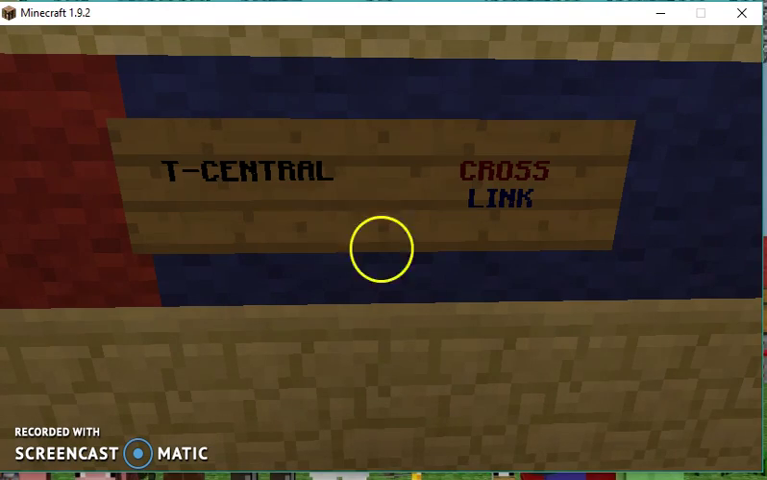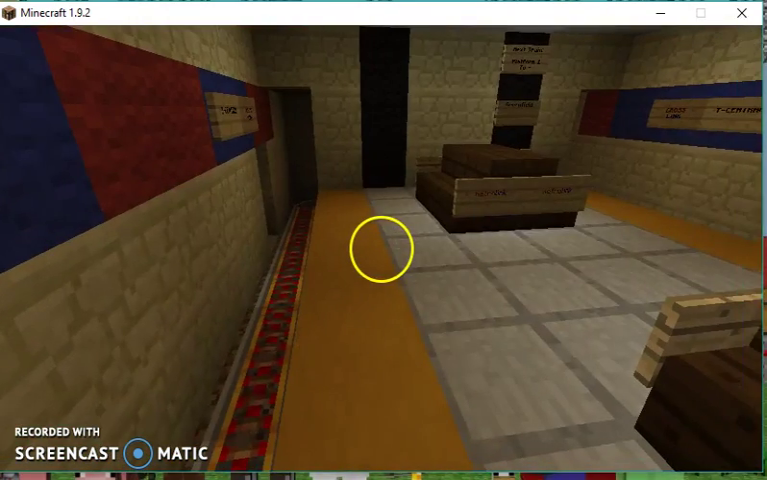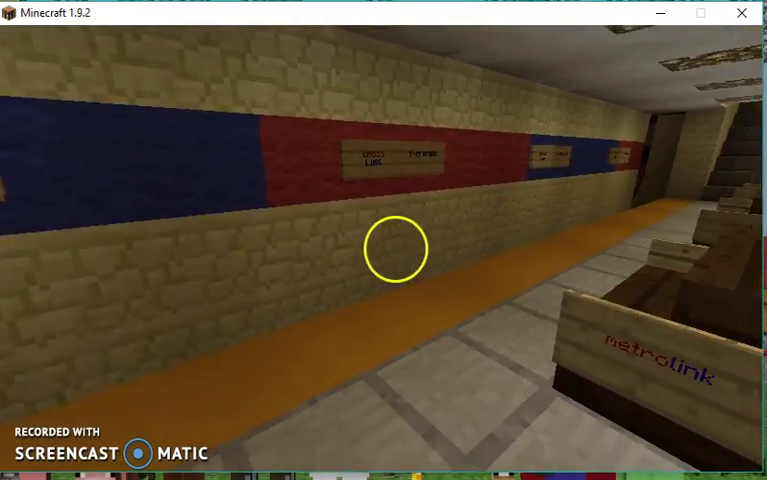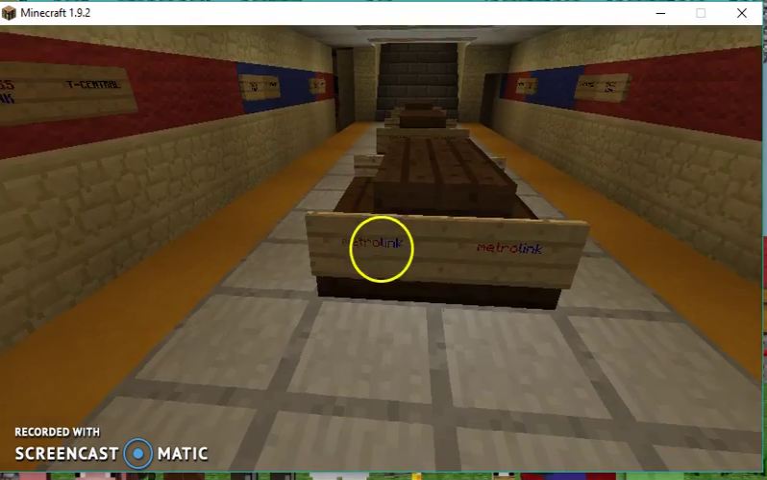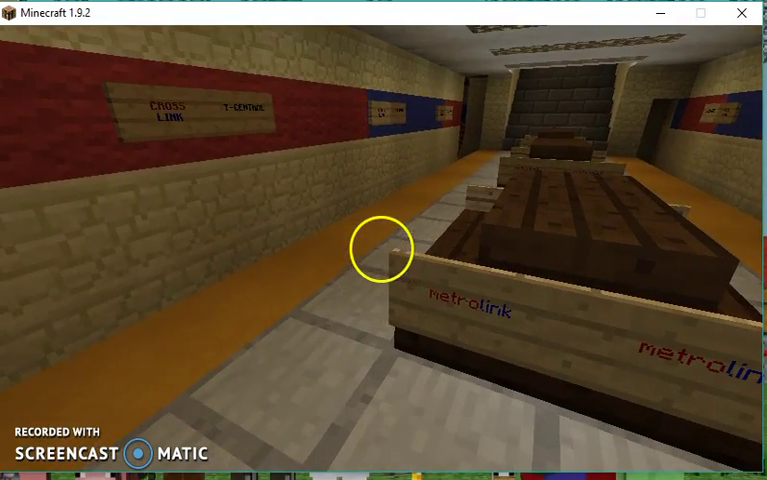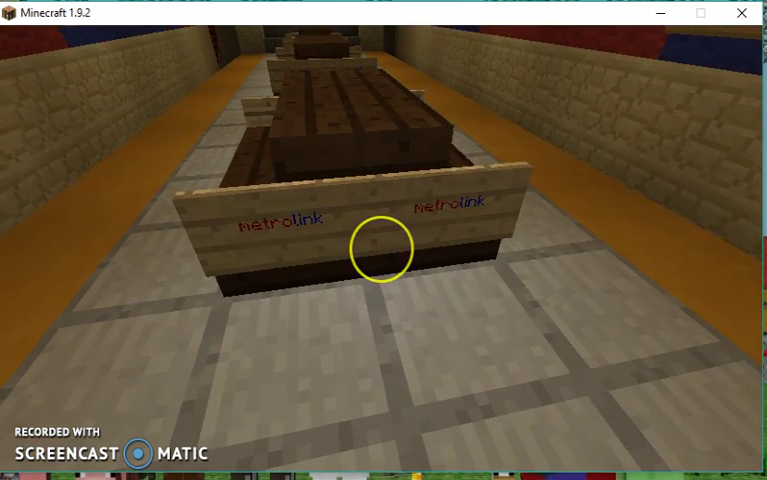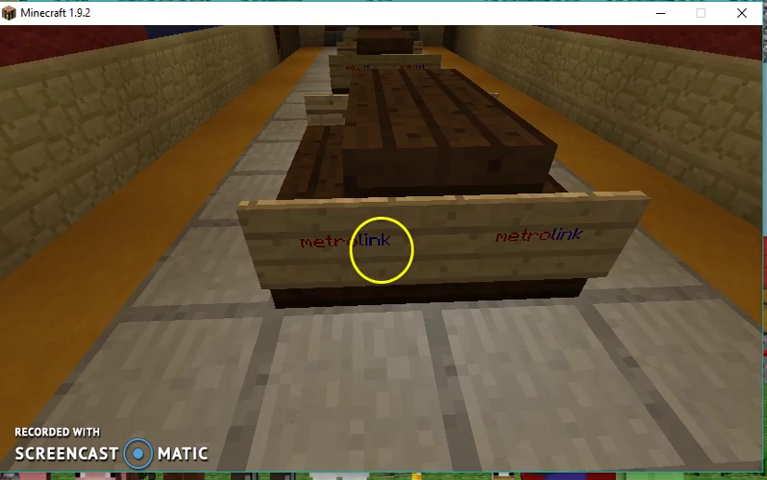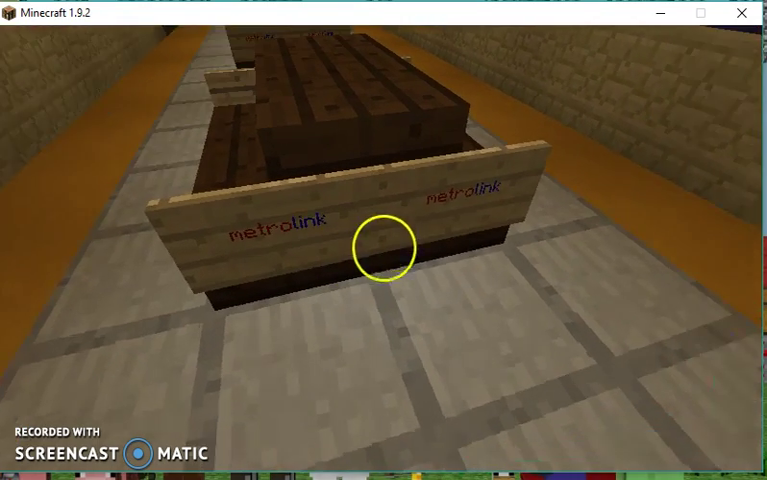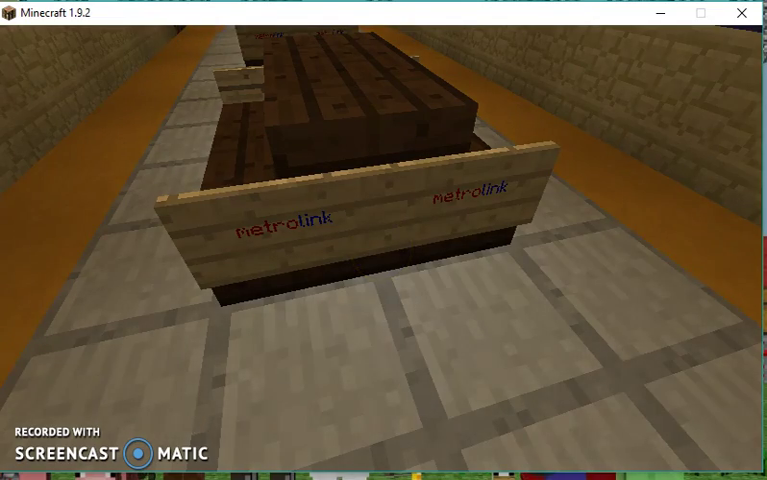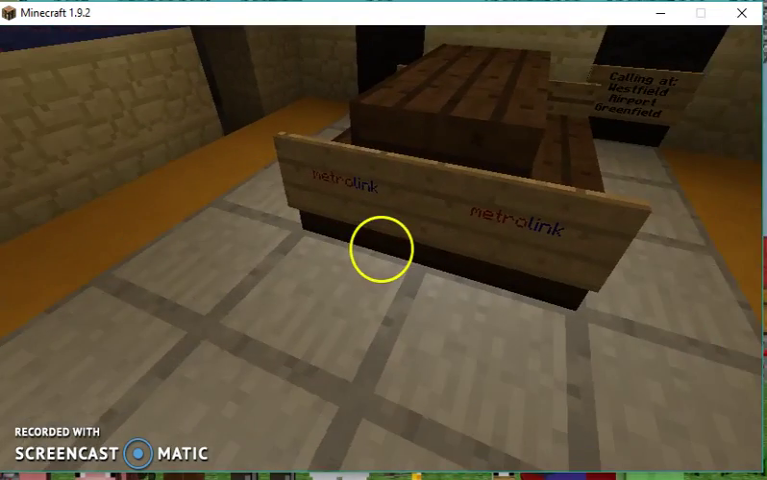T-Central. Did you ever realise that T-Central is actually the only station on the line without platform edge doors? And did you realise on the seats that it says Metrolink instead of Crosslink? The head of this line has had some difficulty trying to refurbish the platforms because of the difficult change of the name. I don't know why they've left it in.